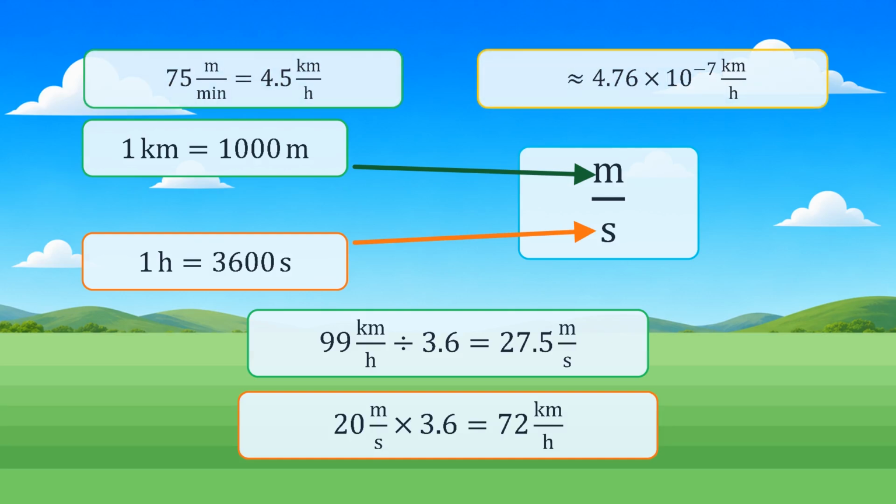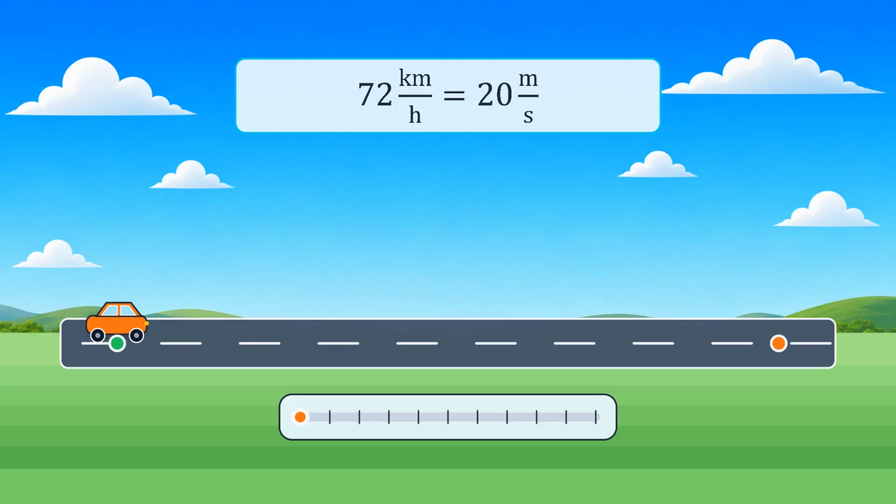By contrast, 75 meters per minute cannot be handled by the direct rule because the denominator contains minutes rather than seconds. 8 centimeters per week certainly cannot be handled by the direct rule because both centimeters and weeks must be converted. The physical meaning of unit conversion is simple: we do not change the actual speed. We change only the language used to describe it.